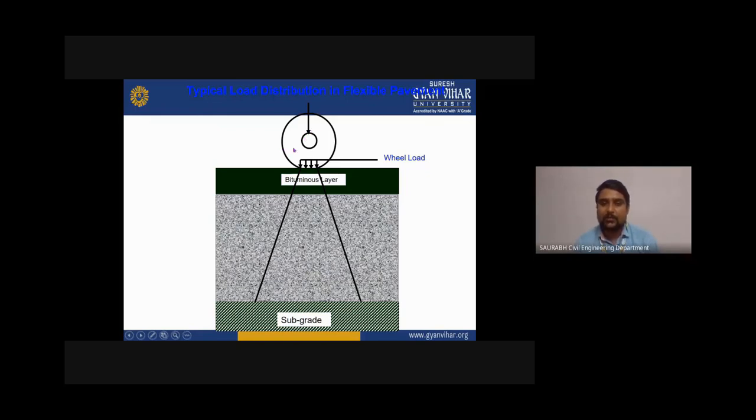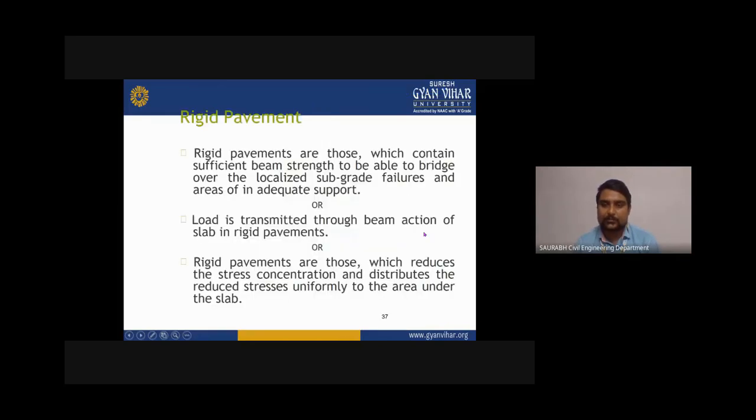Now we will see how a typical load is distributed in the bituminous layer of a flexible pavement. This is your wheel load, this is your bitumen layer, this is your aggregate and soil, and that is your subgrade, and the load will be distributed like this.